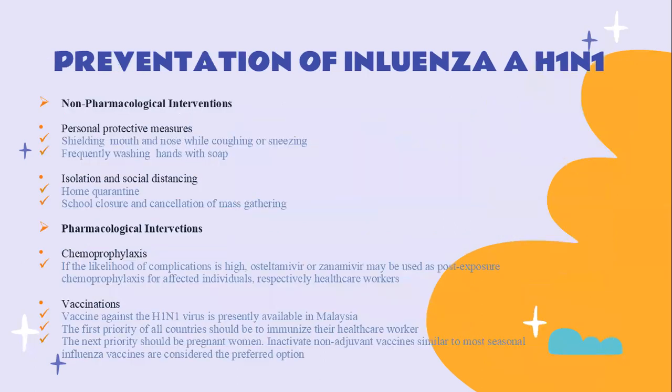So these are the preventions of influenza A H1N1. There are 2 types of prevention. The first is non-pharmacological intervention. Personal protective measures include shielding your mouth and nose while coughing or sneezing, and frequently washing your hands with soap. Then isolation and social distancing, such as home quarantine, school closure, and cancellation of mass gatherings.